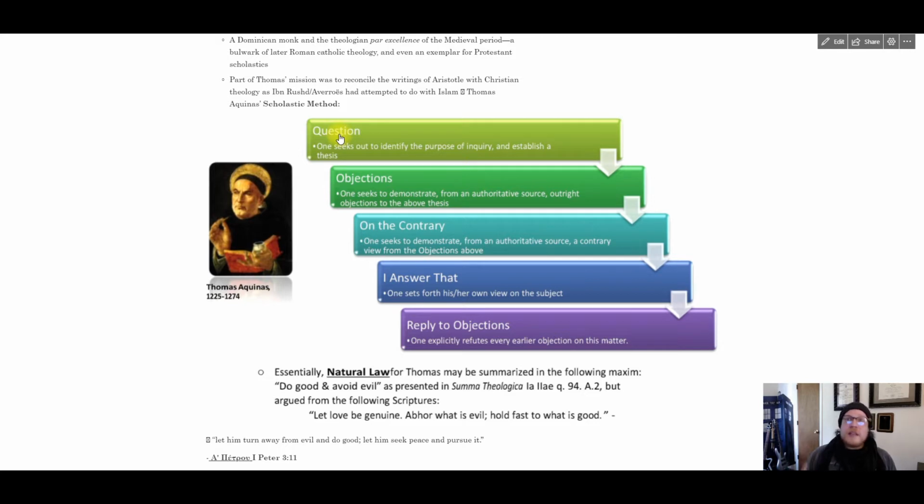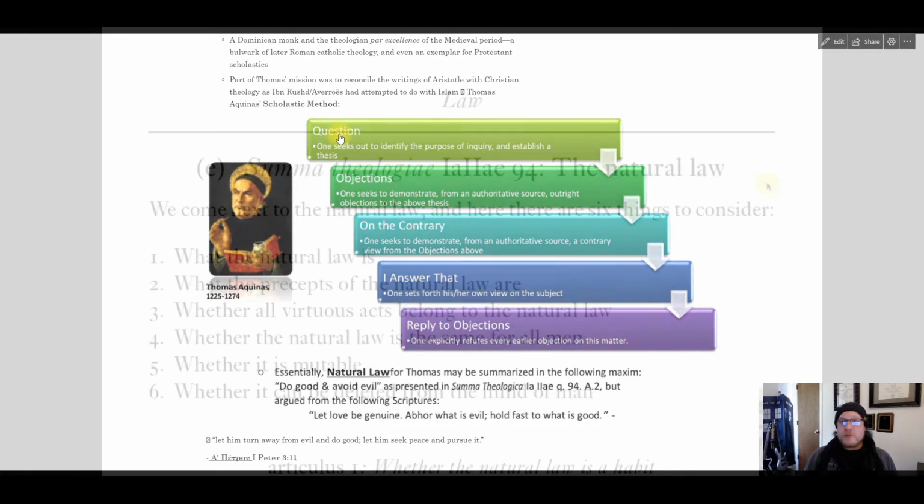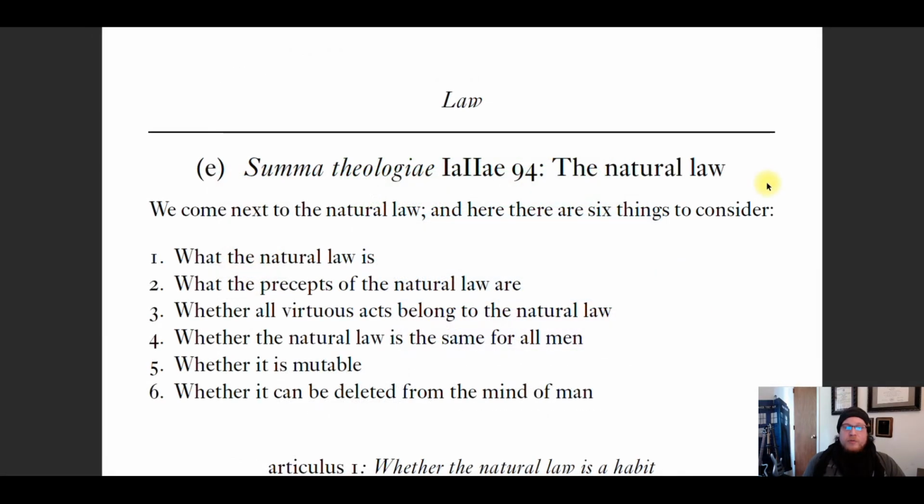That being said, let's take a look at where he actually talks about the natural law. First off, in this section on natural law, he breaks it down into six questions that he previews for us. He asks what the natural law is, what the precepts of the natural law are, whether all virtuous acts belong to the natural law, whether the natural law is the same for all men, whether it's mutable, that is, can it change over time, and whether it can be deleted from the mind of man. Of course, he always says man rather than humanity.